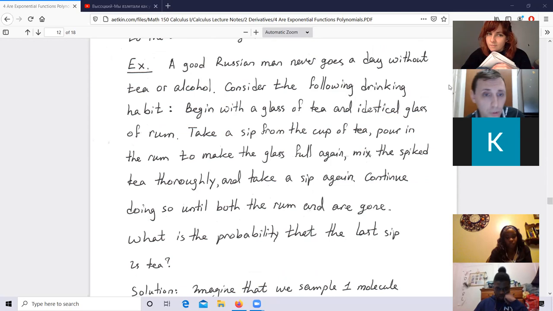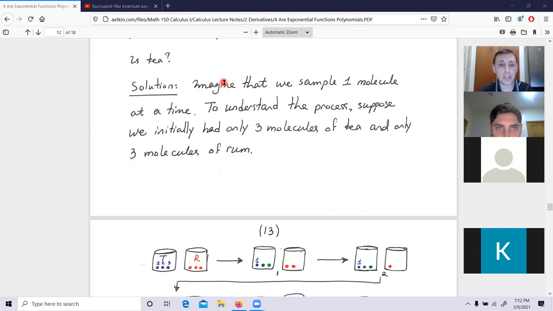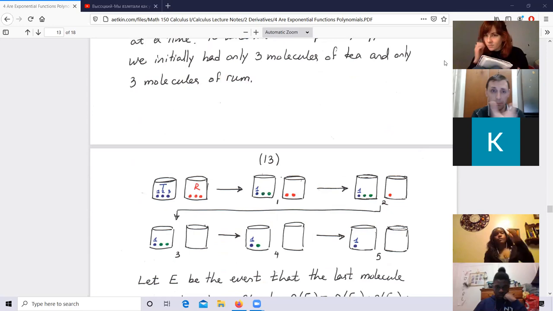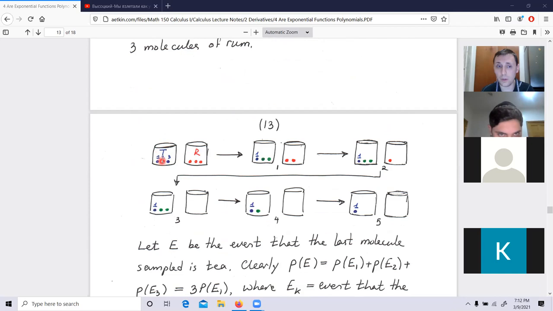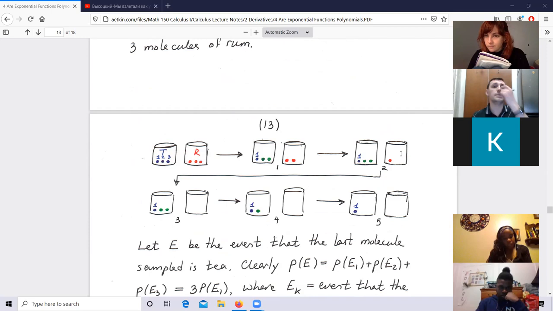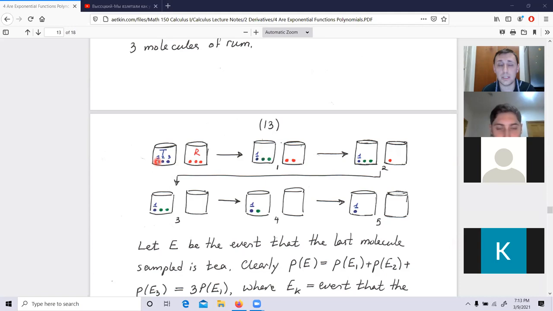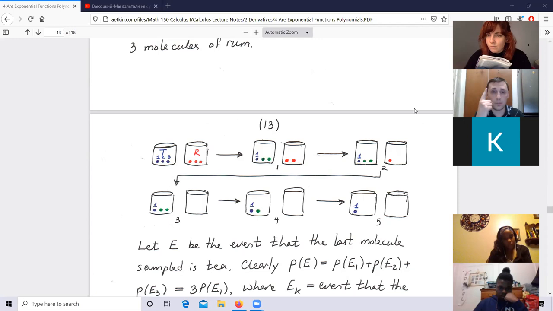Let me try to explain how to approach such a problem and try to make it precise. Imagine that initially we have only three molecules in the beaker containing tea and three molecules of alcohol. What we're going to do is sample a molecule out of the beaker labeled tea and then replace it with one molecule from the second beaker labeled R. Are you clear, guys? When we take a sip, we imagine we're picking one molecule out. In this case, we have very few molecules, three and three. So what is the probability the very last molecule removed is a molecule of tea? It's either molecule one, two, or three. So let's calculate the probability that molecule one is the last molecule to be removed. In other words, let's consider the probability that molecule one survives.